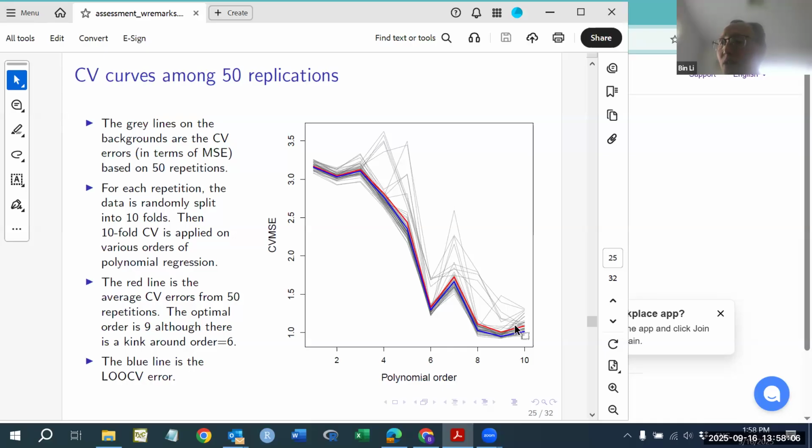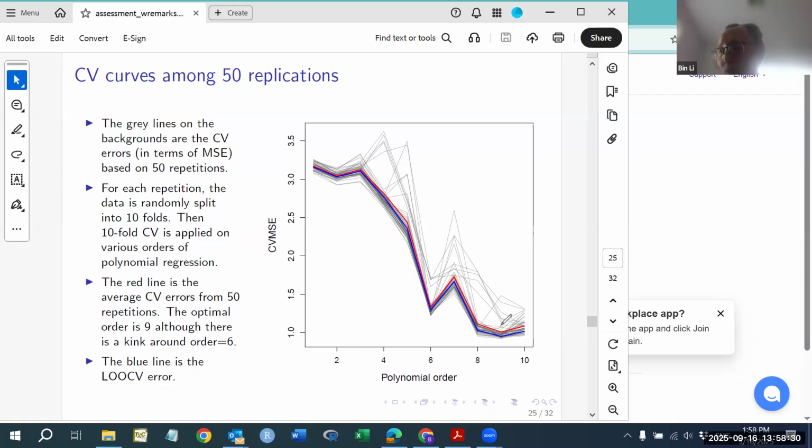Because this is a simulation, we know the truth. We know the true error rate, right? So the true error rate is in the blue ones, but the red ones are based on the average of the tenfold cross-validation. So you can see they matched very well. Okay, and you may ask, what is the optimal order?